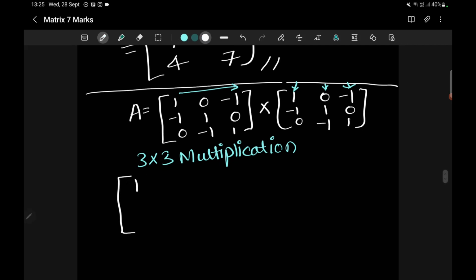One into 1 is 1. 0 into minus 1 is 0. You can give any sign for 0. Minus 1 into 0 is 0. Then we will multiply this row with this column.